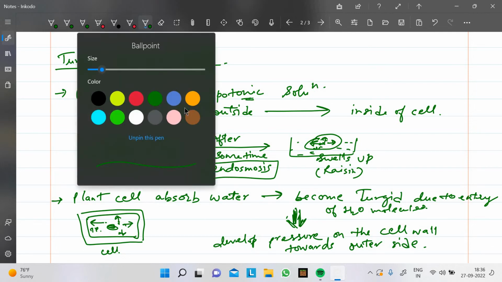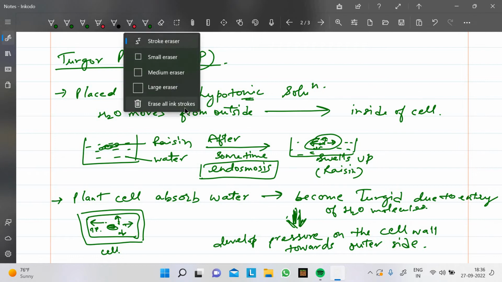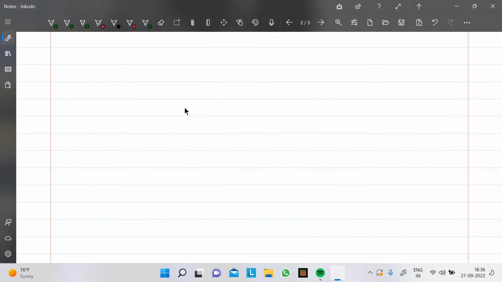But कितना प्रेशर लगेगा? अगर ज़्यादा वाटर मॉलिक्यूल अंदर एंटर किए तो सेल तो बर्स्ट हो जाएगी एक लेवल पे आकर. जब अंदर का प्रेशर बाहर के प्रेशर से एक्सीड करेगा सेल विल बर्स्ट. बट ऐसा होता नहीं है. Why? Because there is another pressure called wall pressure. What is wall pressure?